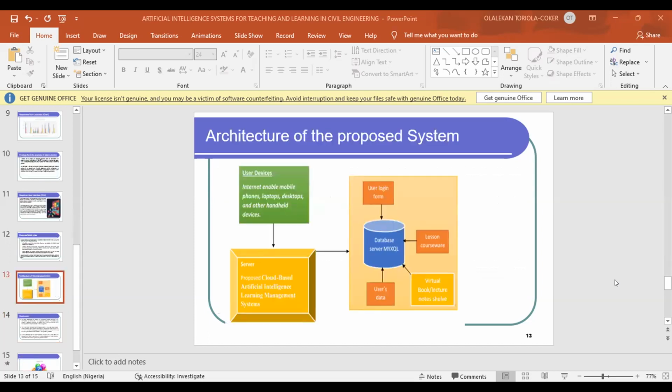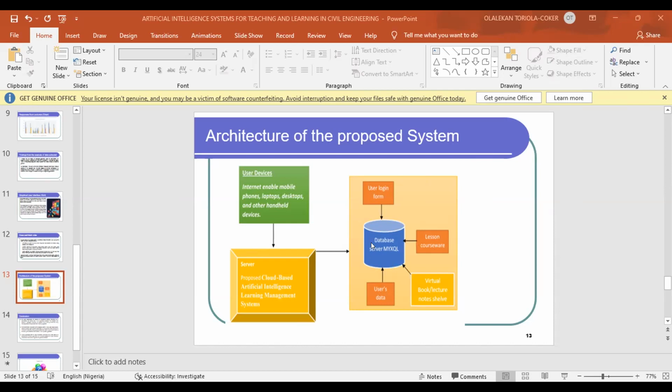And this is the architecture of the proposed system, where the users' devices, that is the internet-enabled mobile phones, connect to the server. This server will be in the cloud, and will be based on the artificial intelligence learning management system. This is where everyone I have discussed before will be able to get whatever they want to use. This system is a database-driven system.